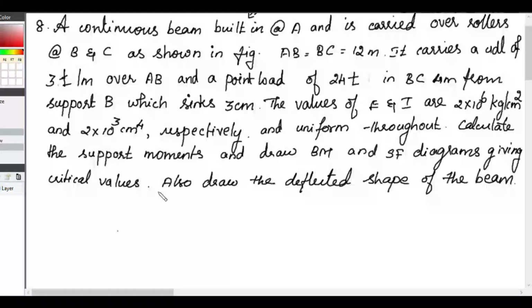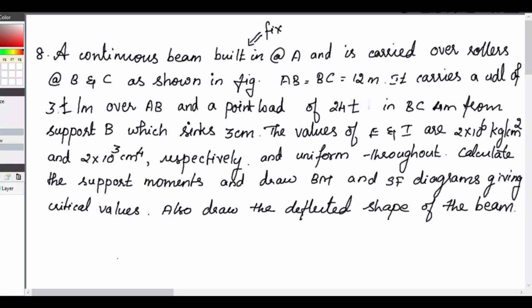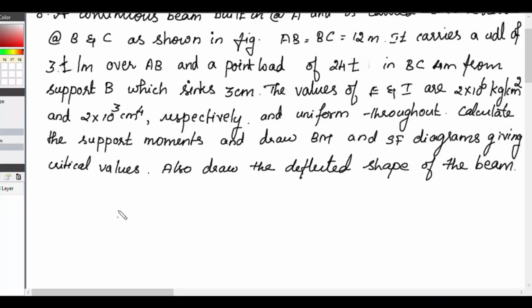Okay, welcome everybody. So today we are going to analyze one more problem with sinking of supports. The problem is a given continuous beam built in at A. Built in means it is fixed at A and is carried over rollers at B and C as shown in figure. That means we have a continuous beam and this continuous beam is fixed at A and we have rollers at B and at C.